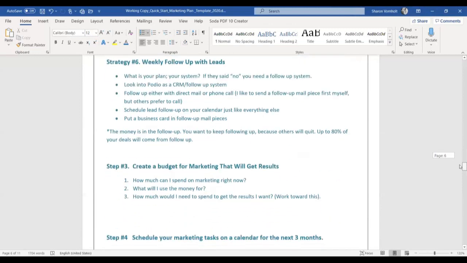Strategy number 6 is weekly follow-up with leads. So what's your plan? What's your system? How are you going to follow up with these people even after they said no? No just means not now. So you're going to need some sort of a CRM. I'm not going to go down that rabbit hole today, but some people use Podio. I personally have a love-hate relationship with Podio, but you need a way to keep track of your leads because they will fall through the cracks and some other investor will get the deal. So have a system for following up. Now, I follow up always with direct mail.